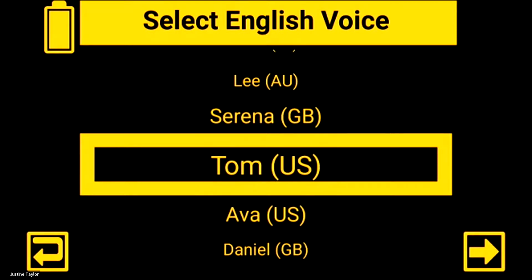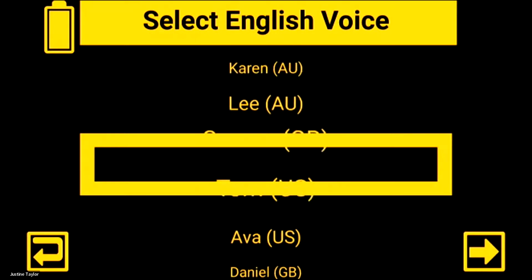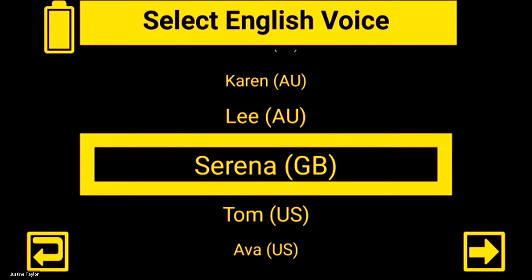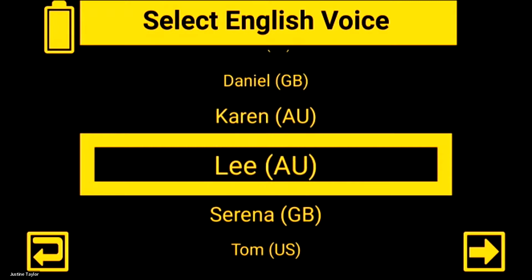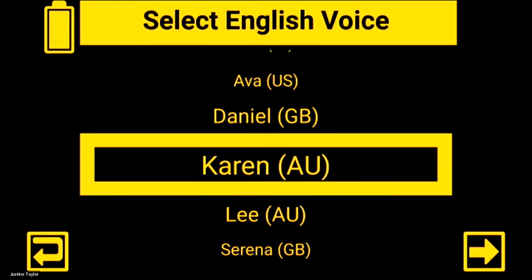You can do the voice named Tom. You've got Tom and Ava for US, and then you've got all your Australia, British, all your accents. This is the voice named Serena. So you can listen to the British accent. And then the Australian. This is the voice named Lee. This is the voice named Karen. So you've got your male and female options.